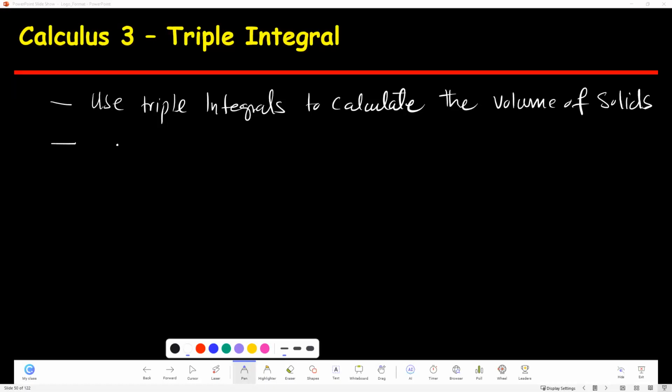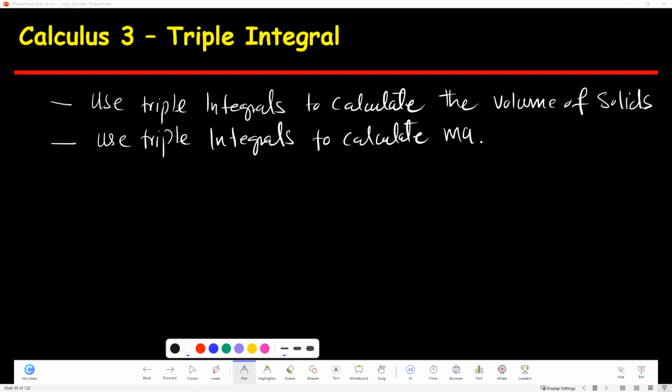Number two is use triple integral to calculate mass and discuss other applications of triple integral. When I say discuss, we're going to be talking about it a little bit, because mass is the easy one, the later ones are difficult. We're going to just touch those topics a little bit.